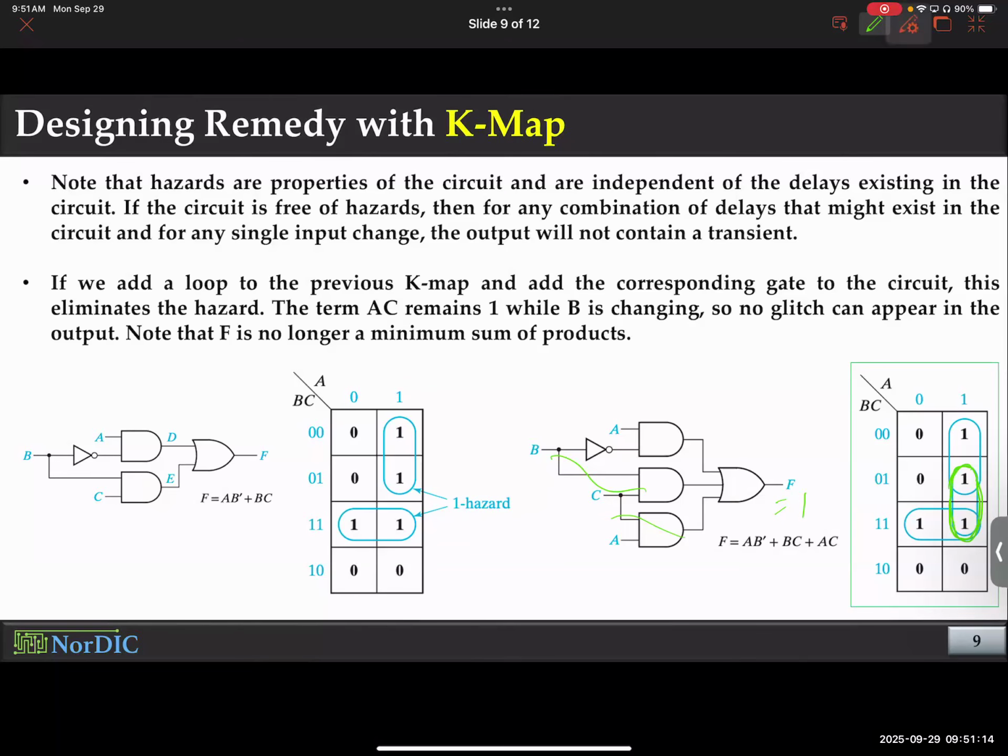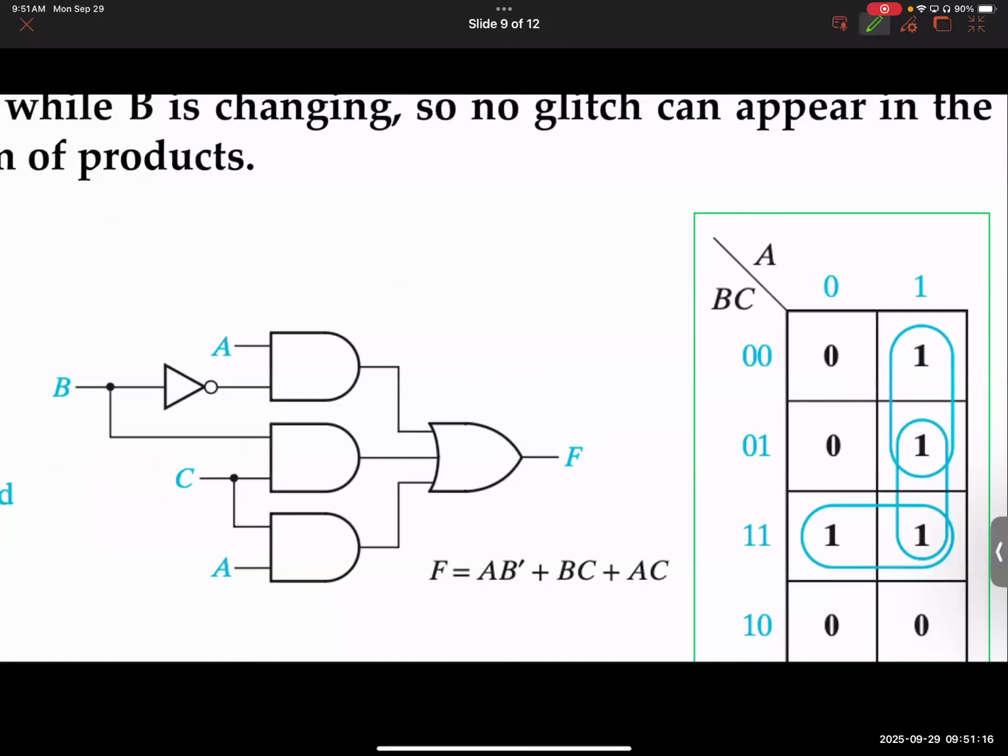By the way, for this additional circle, I have an additional term. That is the cost. So you need an extra AND gate, and instead of a 2-input OR gate, now you have a 3-input OR gate. So your number of inputs increased, and your number of gates also increased. So that's the cost. But what is the benefit? The benefit is you no longer have to worry about this glitch, this hazard per se.